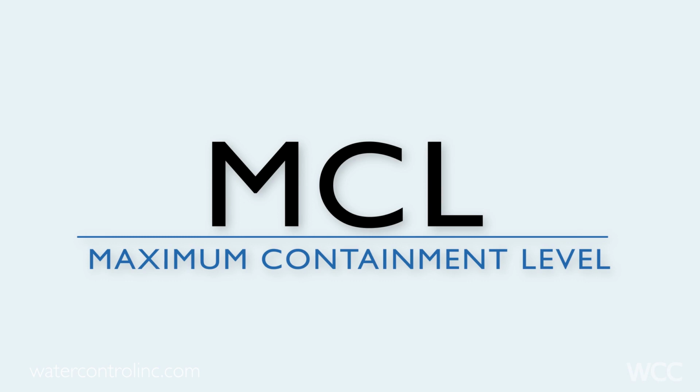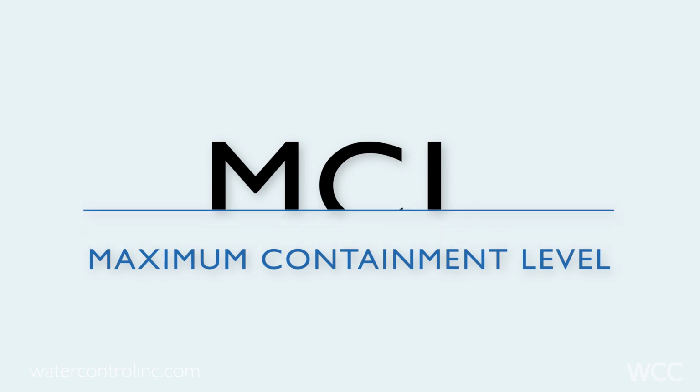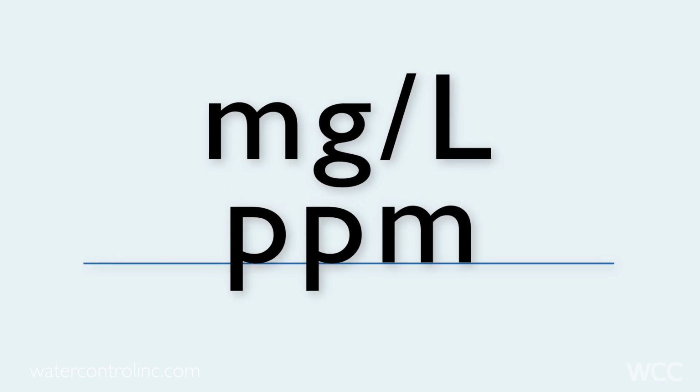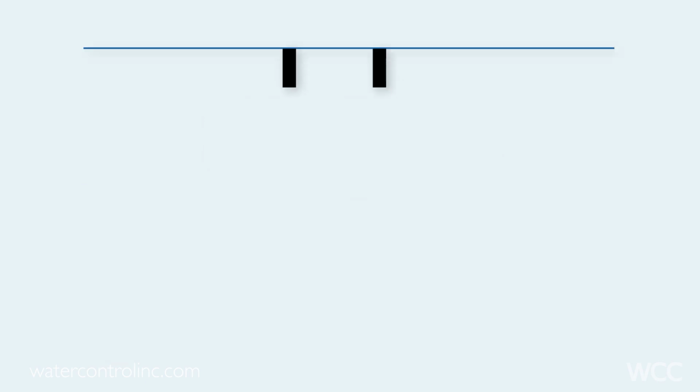The next column in the chart will tell you the MCL, which stands for the Maximum Contaminant Level. Most of the MCLs are quantified in milligrams per liter, which is the same as parts per million, though other units are used as well for specific substances.